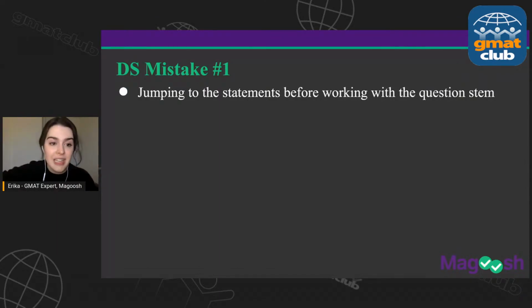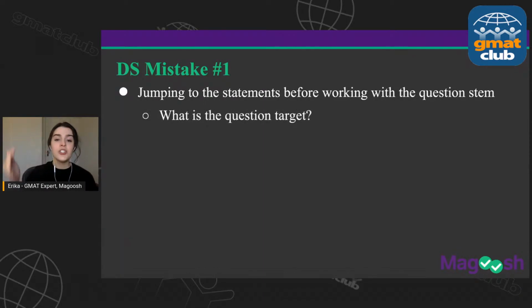We're not considering whether it's sufficient. We know it. So we want to start with what we know already before we go into the statements, the stuff that we're considering whether we need it. So, questions to ask yourself before moving on to the statements.